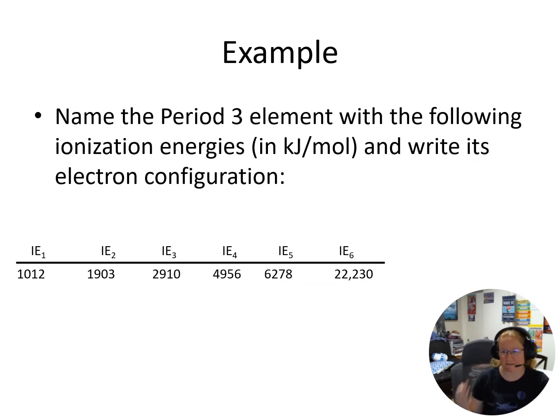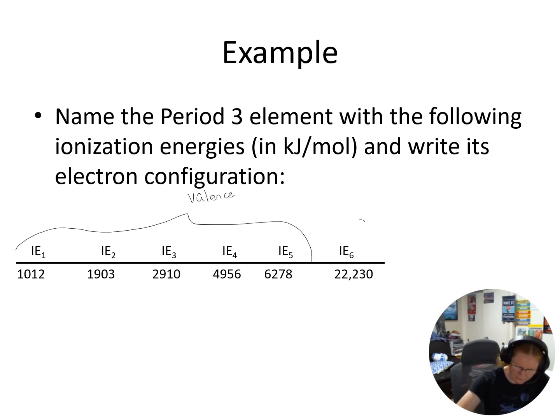All right, so let's take a look here. I'm in period 3, and I want to know which element in period 3 corresponds to these ionization energies. So when I look at these, where do we have the biggest jump? Where do we have a massive spike in ionization energy? Between what and what? Well, if you said our spike was between ionization energy 5 and 6, you were correct. So between ionization energy 5 and 6, we have a giant jump. These are our valence, and this is core.